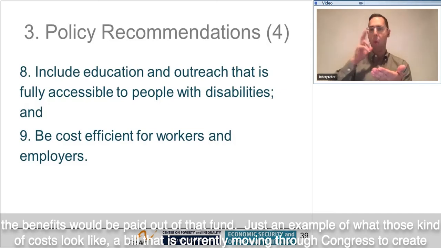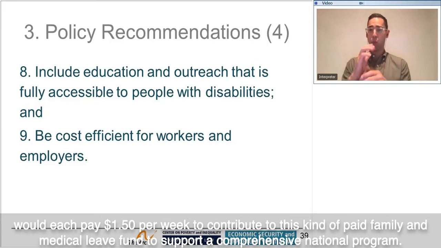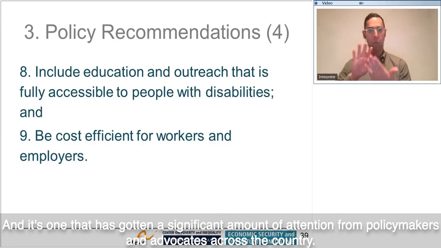Just as an example of what those kinds of costs look like, a bill that is currently moving through Congress to create such a social insurance model is called the Family Act. And the current cost estimate for that bill is that for a typical worker, the worker and their employer would each pay $1.50 per week to contribute to this kind of paid family and medical leave fund to support a comprehensive national program. So as you can see, this would be a very cost-efficient way to operate a federal program, and it's one that has gotten a significant amount of attention from policymakers and advocates across the country.